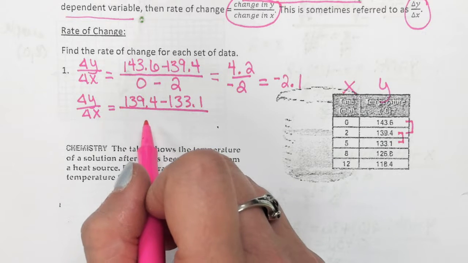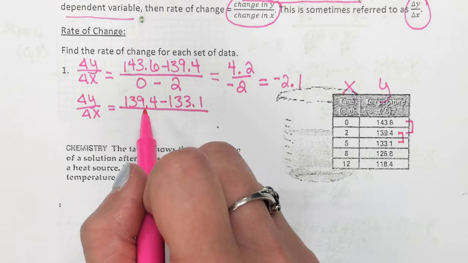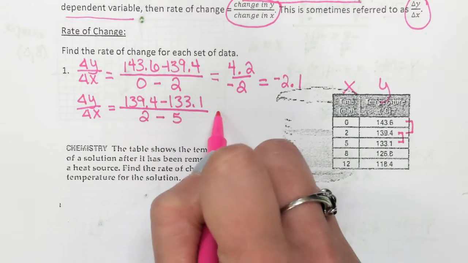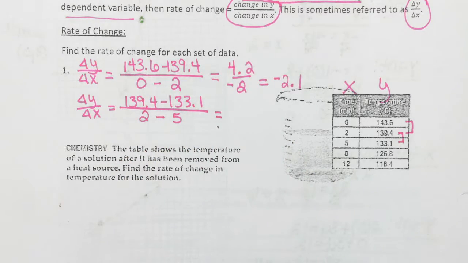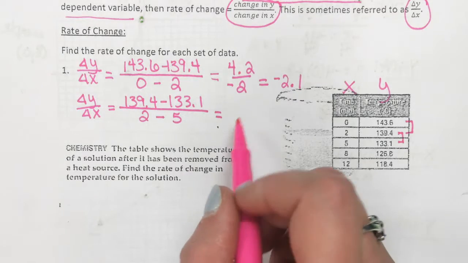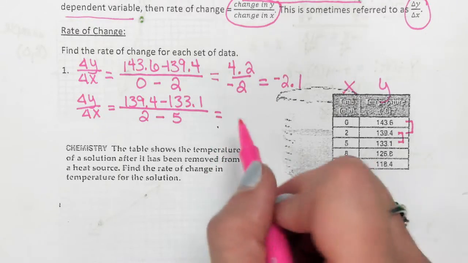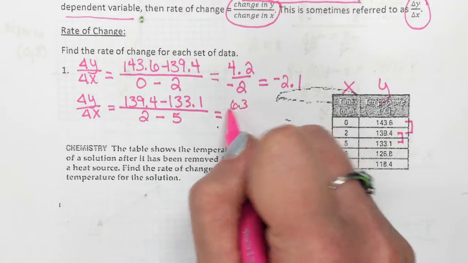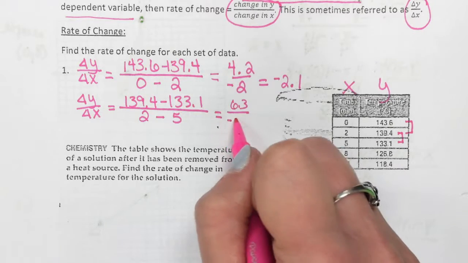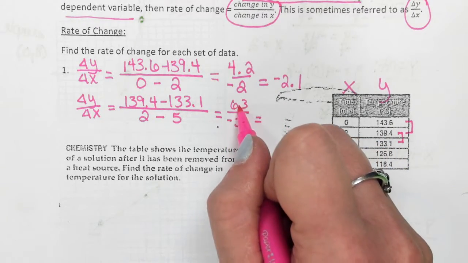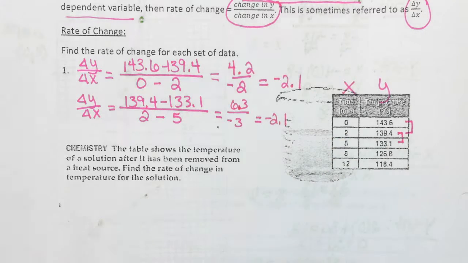All right, it doesn't matter the order, but you have to go in the same order. So what's the x that goes with 139? 2 minus 5. We have to check to make sure that it has the same rate of change. So what is 139.4 minus 133.1? 6.3. And then 2 minus 5? Negative 3. Divide them, and what do you get? Negative 1. Is it the same so far?